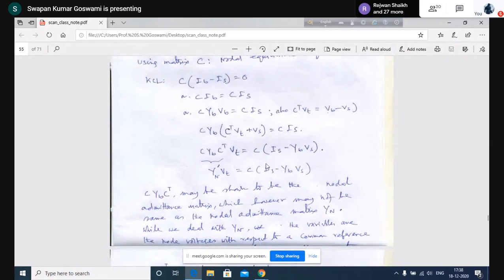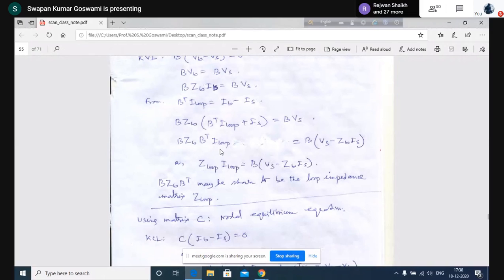Similarly, once you form the Z loop, then obviously you can solve for I loop. B is known, Vs is known, ZB known, Is known, Z loop also you can form. You can obtain this multiplication, so Z loop will be automatically obtained. So take the inverse of this loop, pre-multiply this one by inverse of Z loop, then you will be obtaining the loop currents. Once you obtain the loop currents, then you can find out the element current.